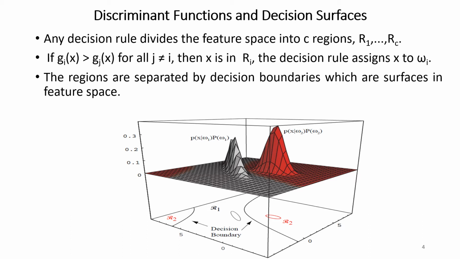Any decision rule divides a feature space into C regions R1 to Rc. If g_i(x) is greater than g_j(x) for all j not equal to i, then x is in R_i and the decision rule assigns x to omega_i. The regions are separated by decision boundaries, which are surfaces in the feature space. In the figure, you can see two discriminant functions and accordingly there are two regions R1 and R2. The decision boundary between R1 and R2 is also shown in the figure.